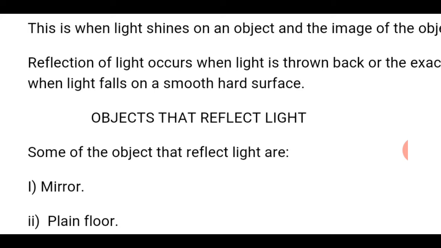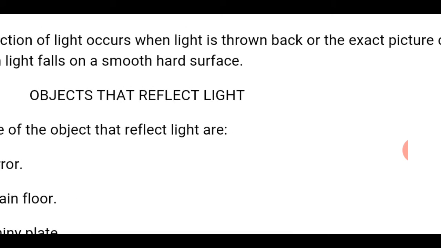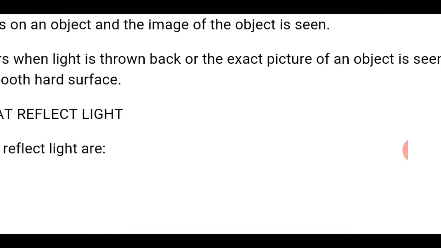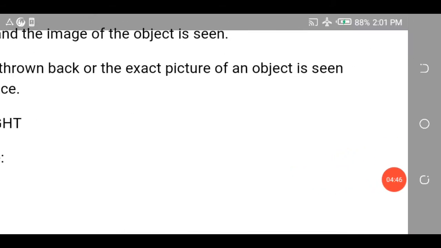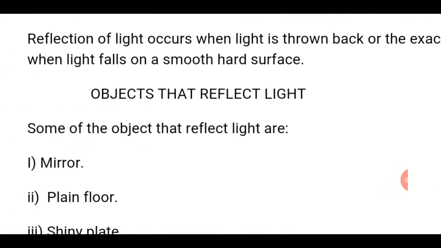You switch on the torchlight. What will you see? You see the color and the shape of that image that you haven't seen clearly. Reflection of light occurs when light is thrown back, or the exact picture of an object is seen, and the exact picture of an object is seen when light falls on a smooth, hard surface.